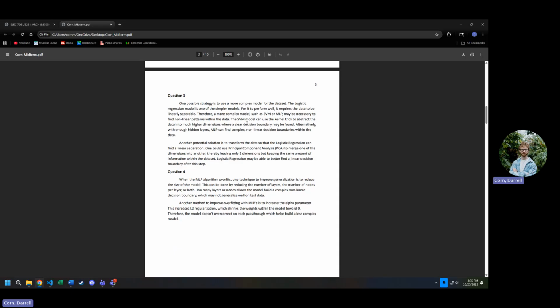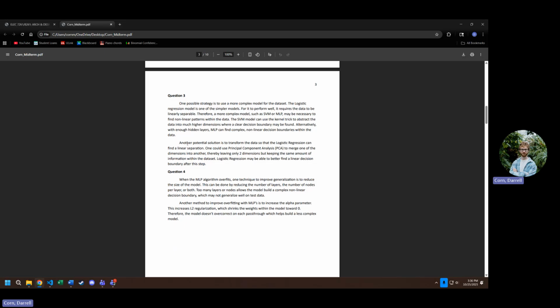And the way that some of these are able to find these more complex boundaries, the SVM model uses the kernel trick to abstract the data into much higher dimensions, and it may be able to find a clear decision boundary up there. Or for MLP, if you give it enough hidden layers, it can find this very complex nonlinear decision boundary. So those are 2 possible options if logistic regression is underfitting.